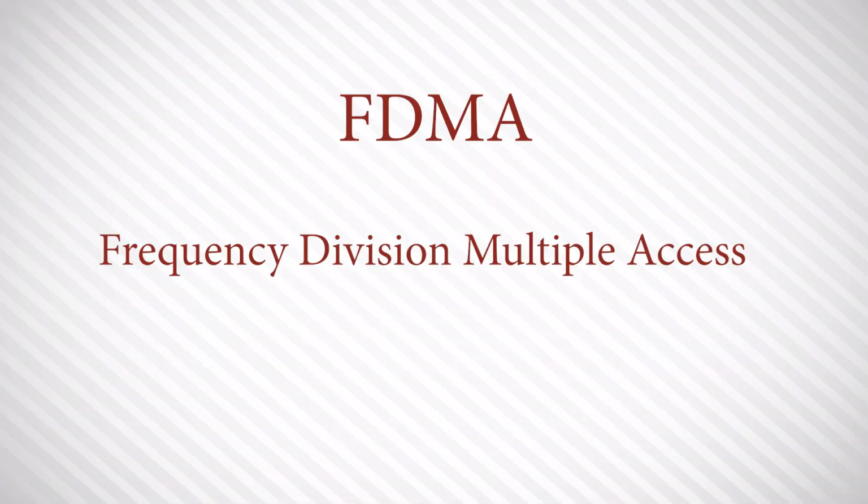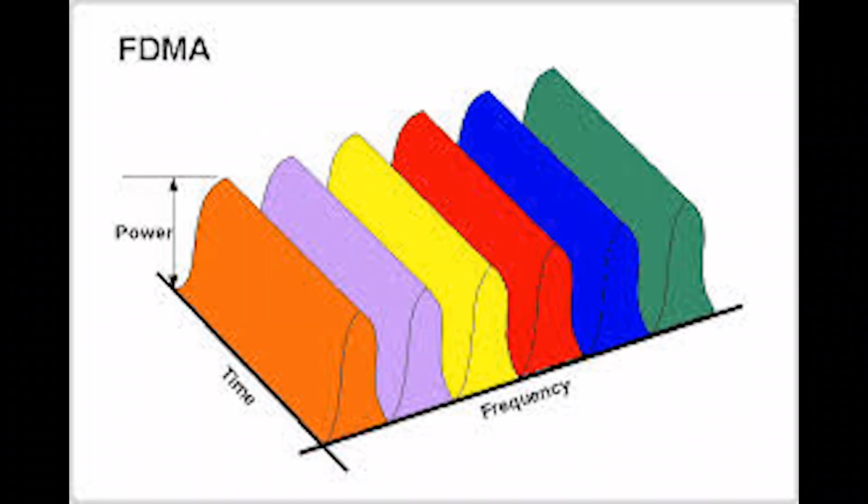FDMA works when each mobile phone is assigned a separate frequency channel for a call. Different cellular network protocols use different frequencies. However, this method was very inefficient because frequency is scarce. 1G was also very slow. That's why eventually we moved on from 1G.